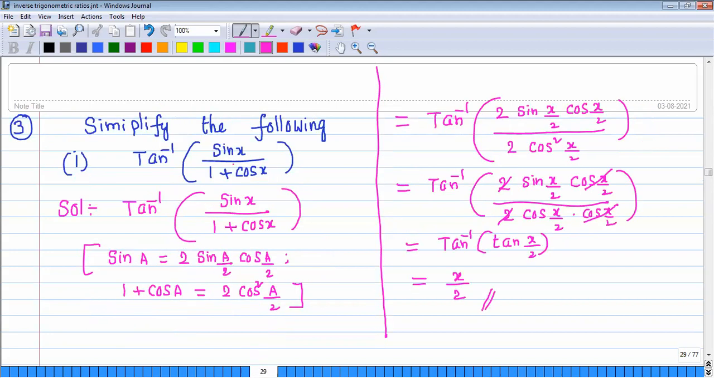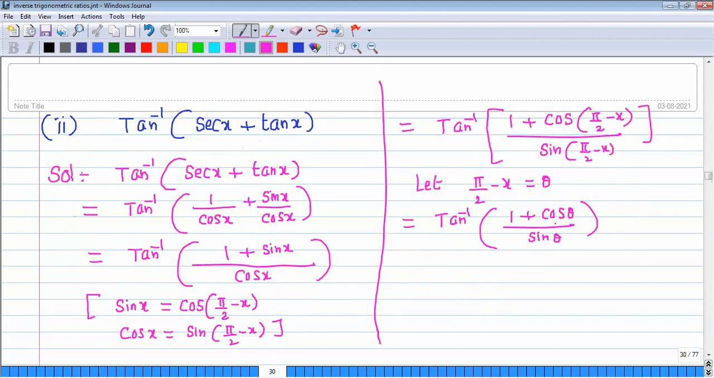See, multiple and submultiple angles, just like the previous problem. What is sin A? 2 sin A by 2 cos A by 2. 1 plus cos A is equal to how much? 2 cos square A by 2. Using this formula, 1 plus cos theta is equal to 2 cos square theta by 2. Now use these two formulae. Now what do you write?